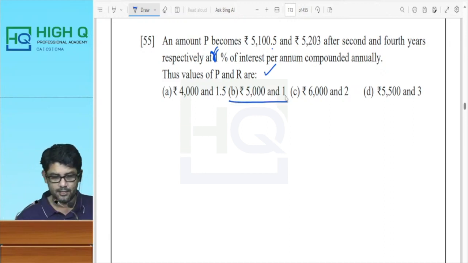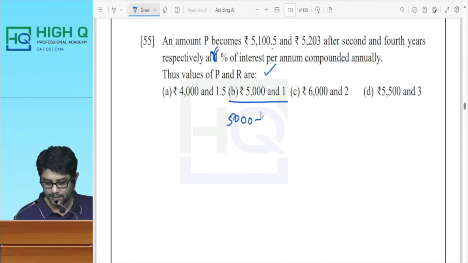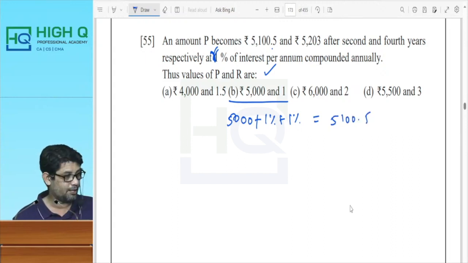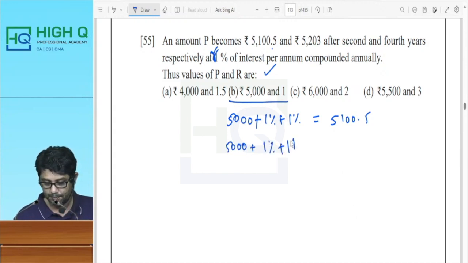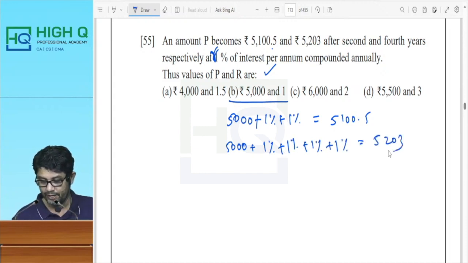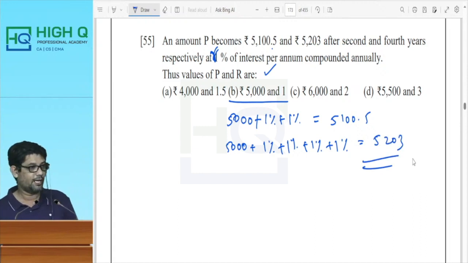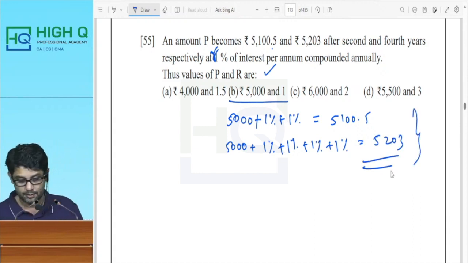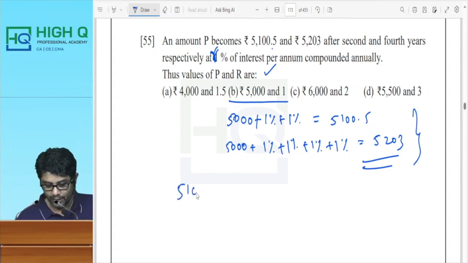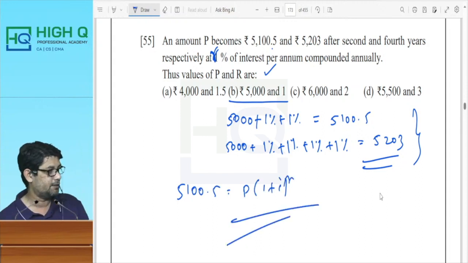So use the trial and error method. As everyone unanimously said B, simply what you would have done is 5,000 plus 1% plus 1%. We have to check whether you are getting 5,100.5 or not. What is the second one? 5,000 plus 1% plus 1% plus 1% plus 1%. 4 times you will add. Check whether you are getting 5,203 or not. See, this is the calculator. Or otherwise you will be using the formula: 5100.5 is equal to P into (1 plus i) whole power n. Why do we have to waste our time, my dear?